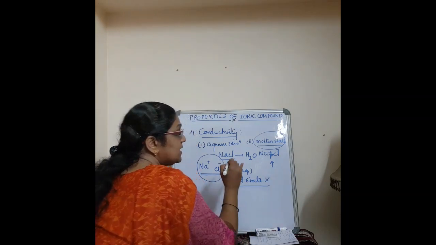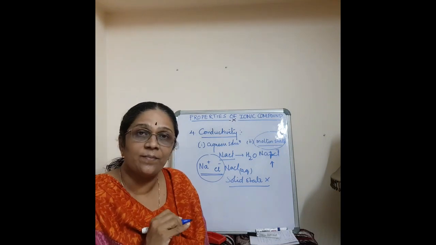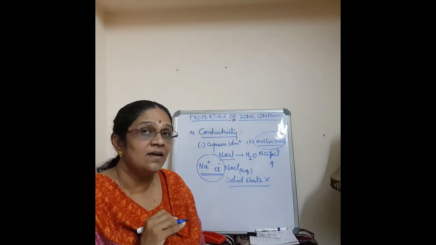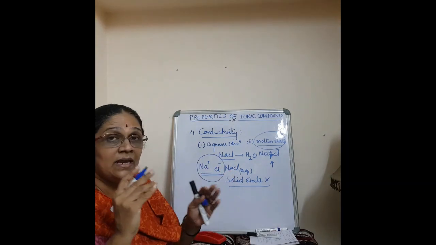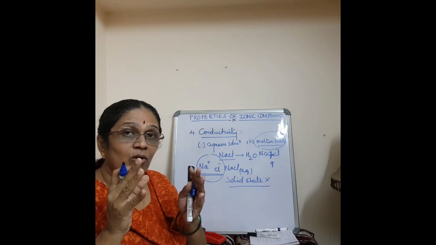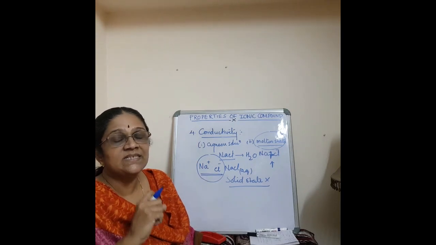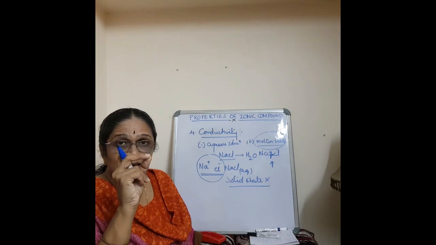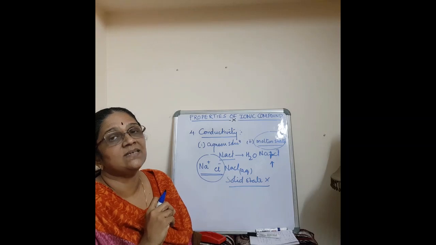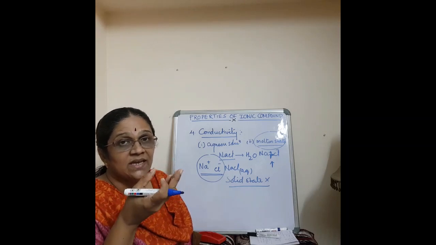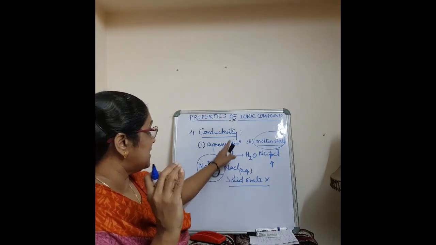Ionic compounds do not conduct electricity in solid state. Why? What will be the reason? There are no ions here, right? Why? Because in solid state, the ionic compounds have a rigid structure. That means the atoms or the ions are not able to move. That is the reason. So in solid state, the ionic compounds do not conduct electricity.